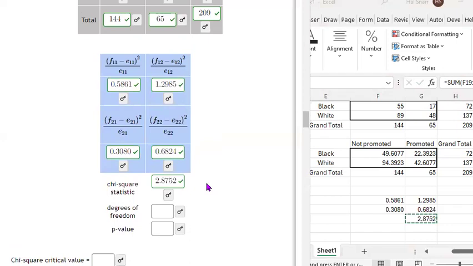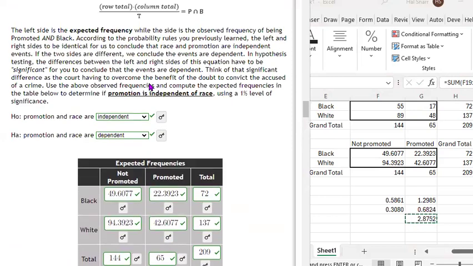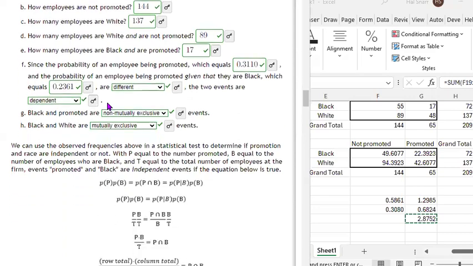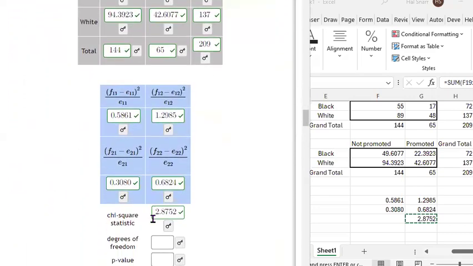Now, the degrees of freedom of this test: we have 2 columns up here, promoted and not promoted, 2 categories in the columns. We have 2 categories in the rows, black and white. So the degrees of freedom is the number of columns minus 1 times the number of rows minus 1. So 2 minus 1 is 1, 2 minus 1 is 1, 1 times 1 is 1. So the degrees of freedom of this thing is 1.